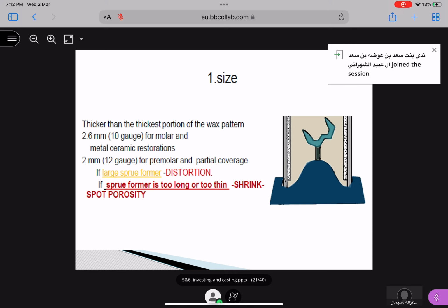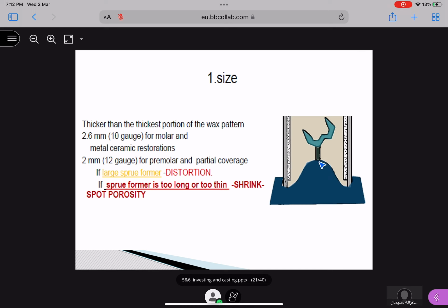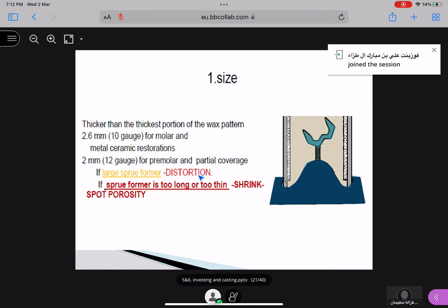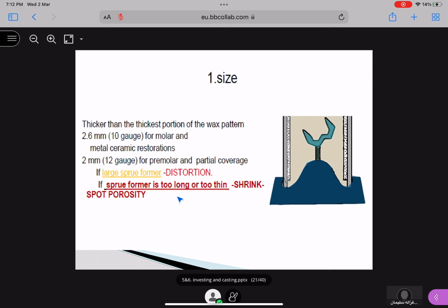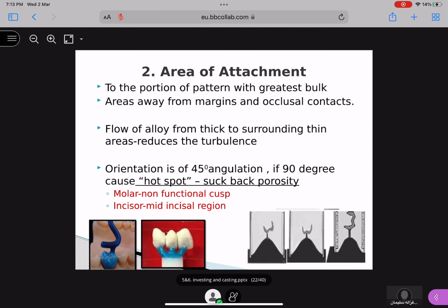What is the size? We are talking about the size of this sprue former. This is a small sprue former. It should be thicker than the thickest portion of the wax pattern. If you see, this is the thickest portion of the wax pattern, and we are attaching it at this place. Usually it is 2.6 millimeter for molar and metal ceramic restoration, and 2 millimeter, that is 12 gauge, for the premolar and the partial coverage. If you are using a large sprue former, there will be distortion. If you are using one too long or too thin, there will be a problem called shrink spot porosity. I will tell you later on what these things are.